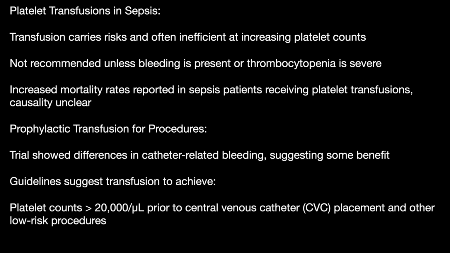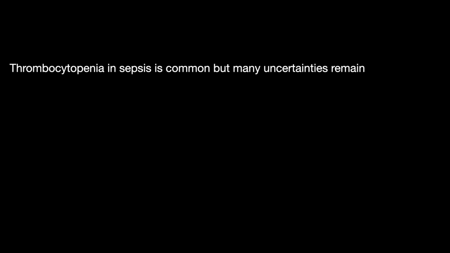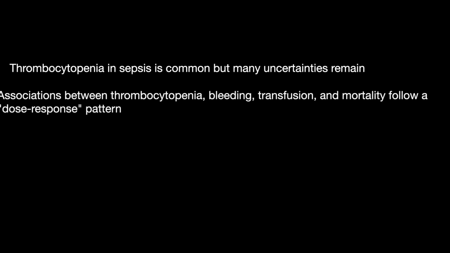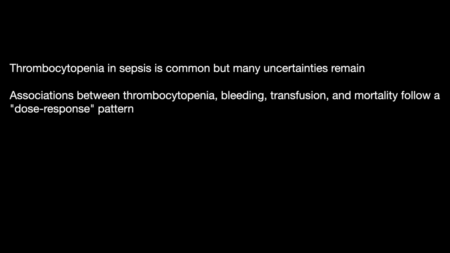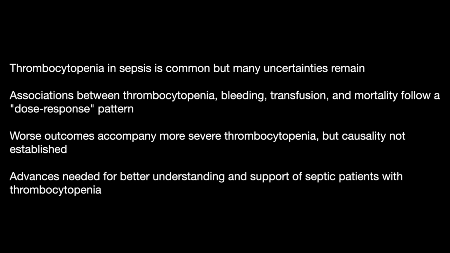Guidelines suggest transfusion to achieve a platelet count of more than 20,000 for CVC placement or other low-risk procedures, and a platelet count of more than 50,000 for high-risk procedures and lumbar puncture. Thrombocytopenia in sepsis is common, but many uncertainties remain. The association between thrombocytopenia, bleeding, transfusion, and mortality follows a dose-response pattern. Worse outcomes accompany more severe thrombocytopenia, but the causality is not yet established. Advances are needed for better understanding and support of septic patients with thrombocytopenia.